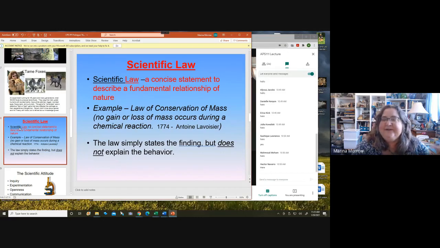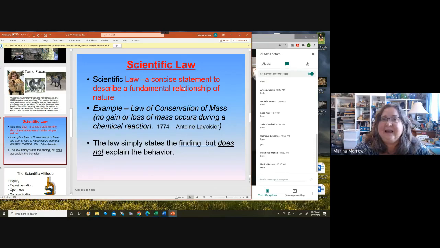and it's 11:25. The other one that we need to know is the scientific law. So what's a law? A law is a concise statement that describes a fundamental relationship in nature. So laws are just describing a relationship. They are not explaining it. A hypothesis and a theory are more explanations. A law doesn't have to explain it.